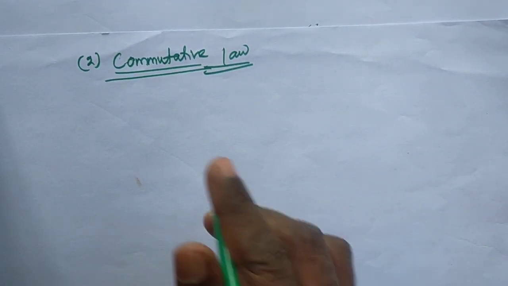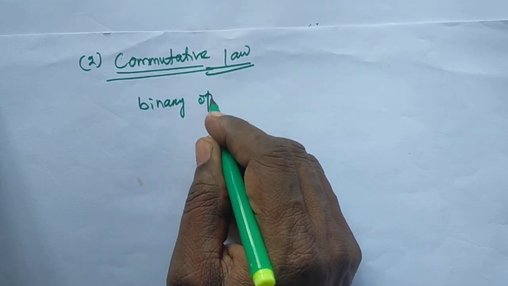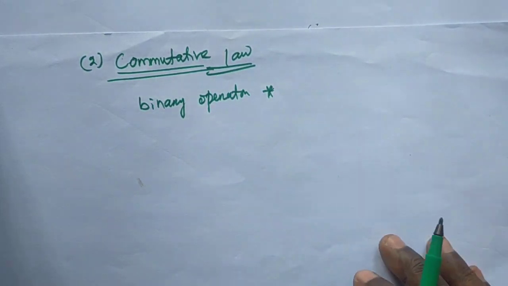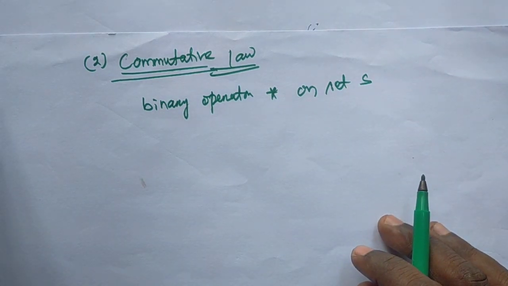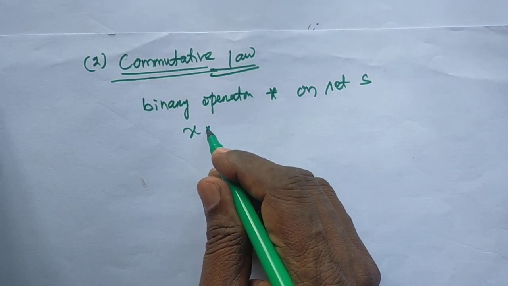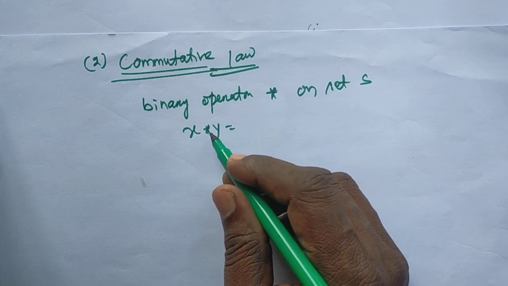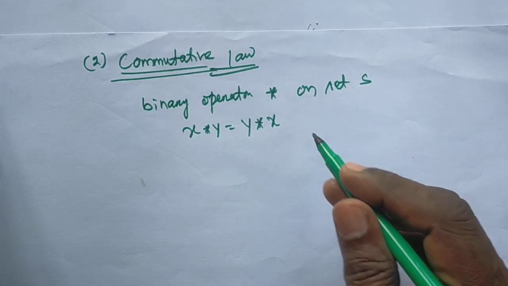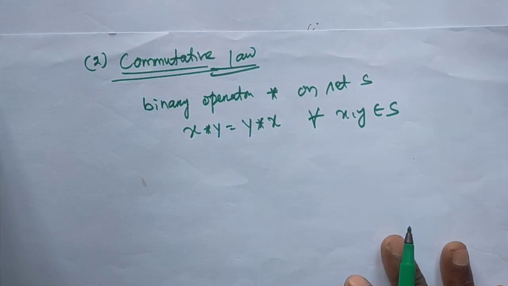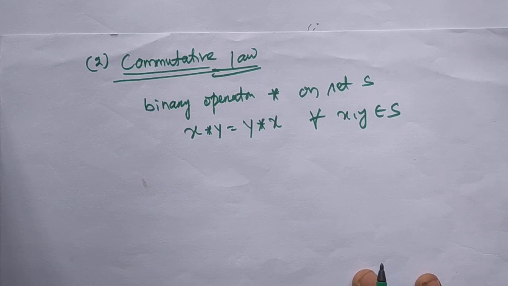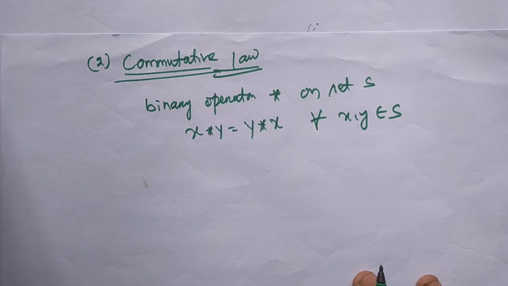How? A binary operator, suppose the binary operator star, for example, we consider on set S. It is said to be commutative whenever x star y is equal to y star x, for all x, y belonging to S. Any elements x and y belonging to S, then x multiply y, y multiply x, x plus y, y plus x, but x minus y doesn't equal y minus x.